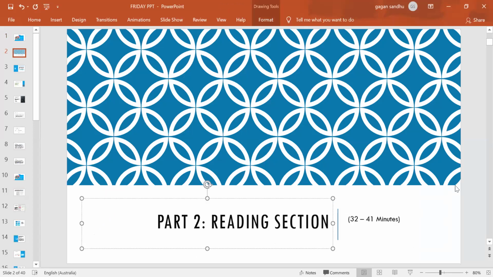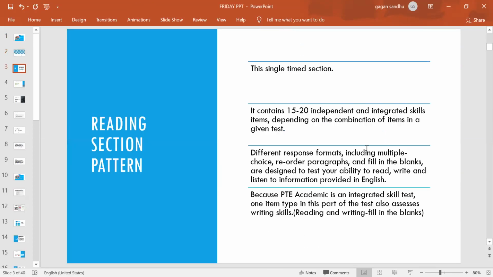This is the time for the passage. And the item types you will be doing in here will be 5 in total, containing 15 to 20 independent and integrated skill item types, right? So this is a single time section.